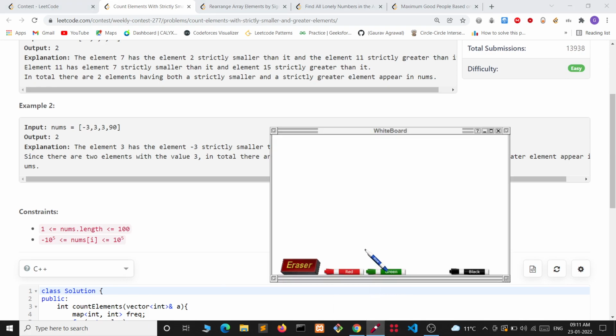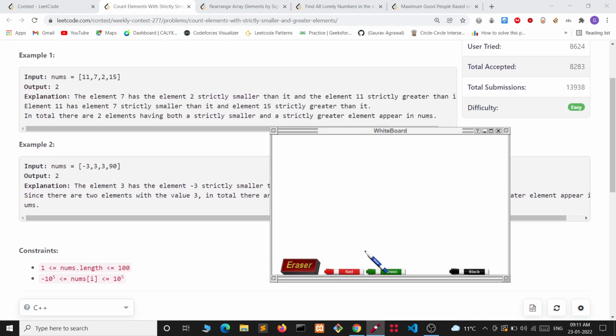Now let's see what we can do. We can see that after sorting we get some elements here which are the same. After it we get some elements which are the same, and after it some more elements which are the same, something like this. Now we know these elements will never have a strictly smaller element, and these elements will never have elements which are strictly greater than them. So these both groups are eliminated.